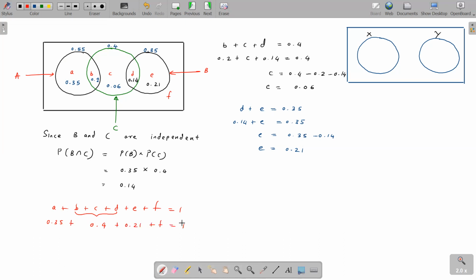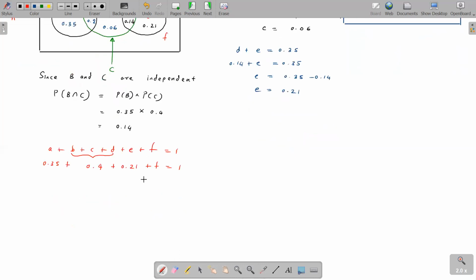Can you see what I did over here? A is 0.35, B plus C plus D is this part, so the total is 0.4, plus E is 0.21, plus F equals 1. And now you can find the value of F. So F equals 1 minus 0.35 minus 0.4 minus 0.21. Get the answer for region F. 0.04. Yes, it should be 0.04.